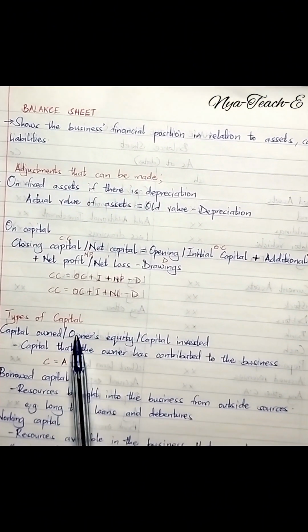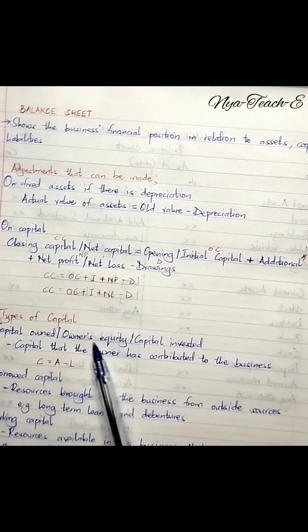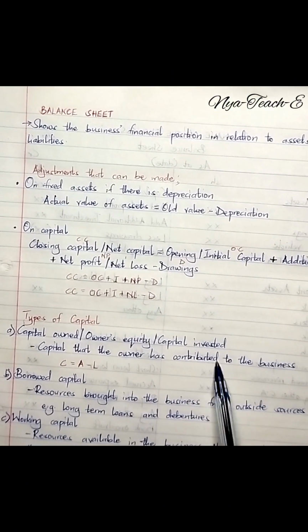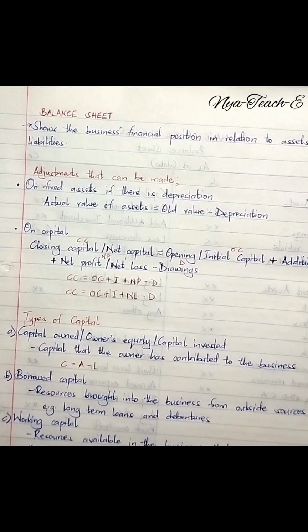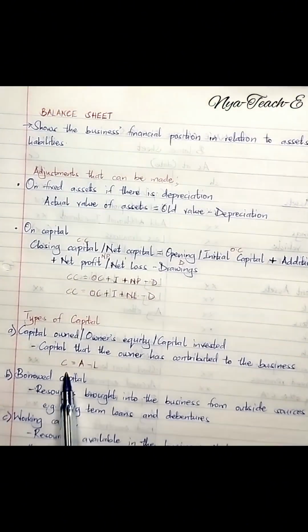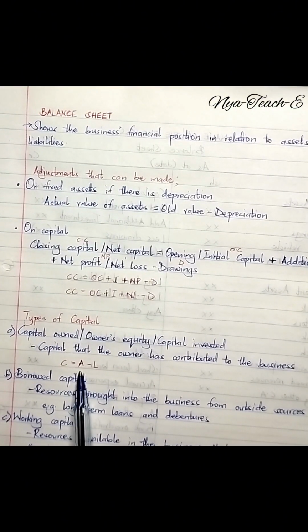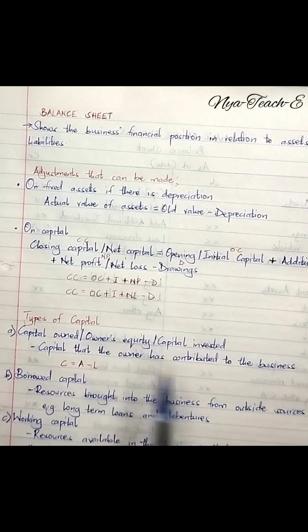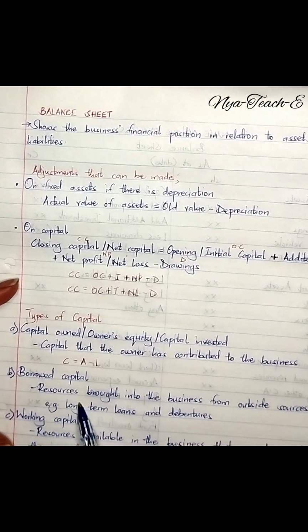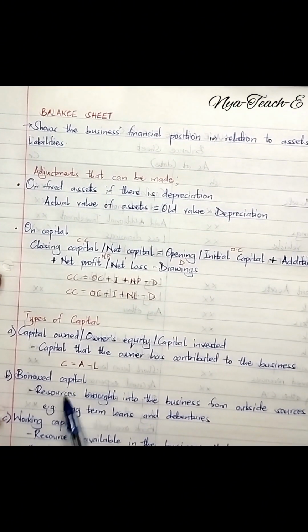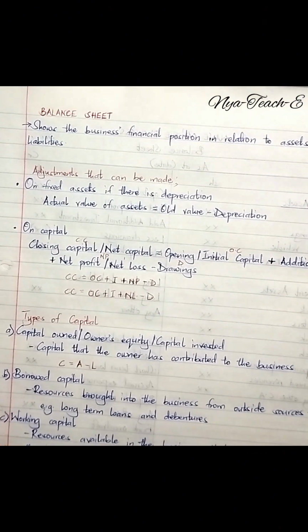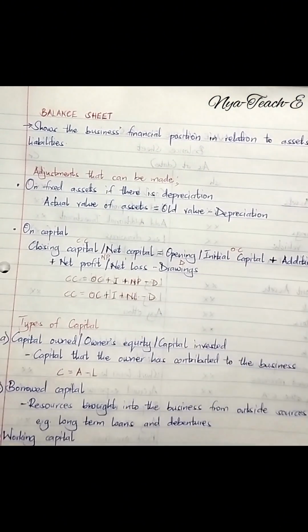Are there types of capital? Yes. Number 1, capital owned, also called owner's equity, also called capital invested. This is capital that a business owner has contributed to their business. And how do we get capital owned? Capital is equal to assets minus liabilities. Number 2, there's also borrowed capital. These are resources brought into the business from outside sources.